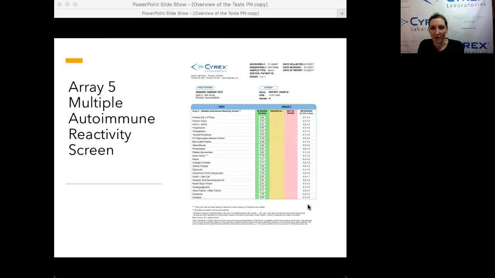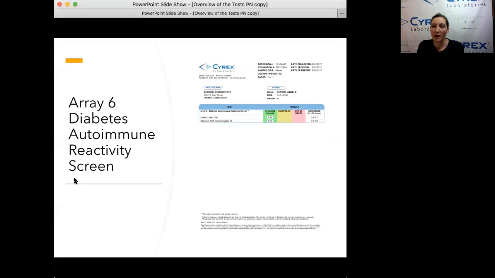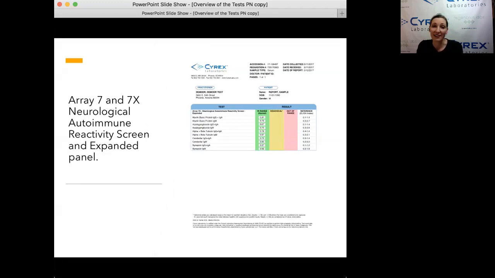So from Array5, which looks at the 24 antibodies, we have the 3 breakdown panels. So Array6 just looks at the diabetes markers, insulin and islet cell antibodies, and also glutamic acid decarboxylase. Array7 and 7X look at neurological autoimmune markers. So they're just looking at the neurological tissues found on Array5. And 7X is an expanded panel that uses all of the same antigens, but also measures IgM. So useful if somebody has had a recent head trauma.